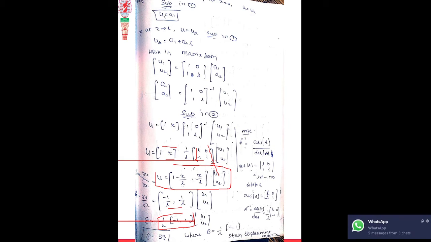Therefore, what can I call 1 by L into minus 1, 1? B, sir. B, no? Therefore, that is the strain displacement matrix, which you already know. And u1, u2 I can call the nodal displacement matrix, that is Q. That is, strain is equal to B into Q, we got.